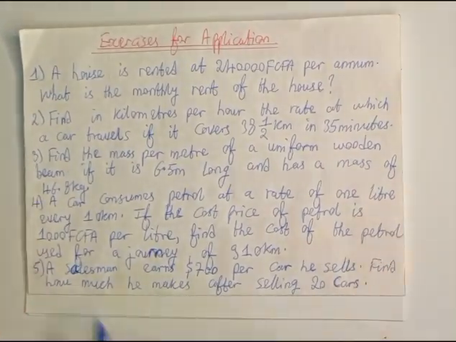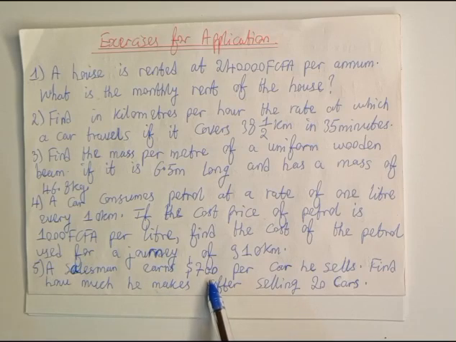Question 5. A salesman earns $700 per car he sells. That means for each car he sells, he earns $700. Find how much he makes after selling 20 cars. For us to find how much the salesman makes after selling 20 cars, we are simply going to multiply the amount he makes after selling 1 car by 20.